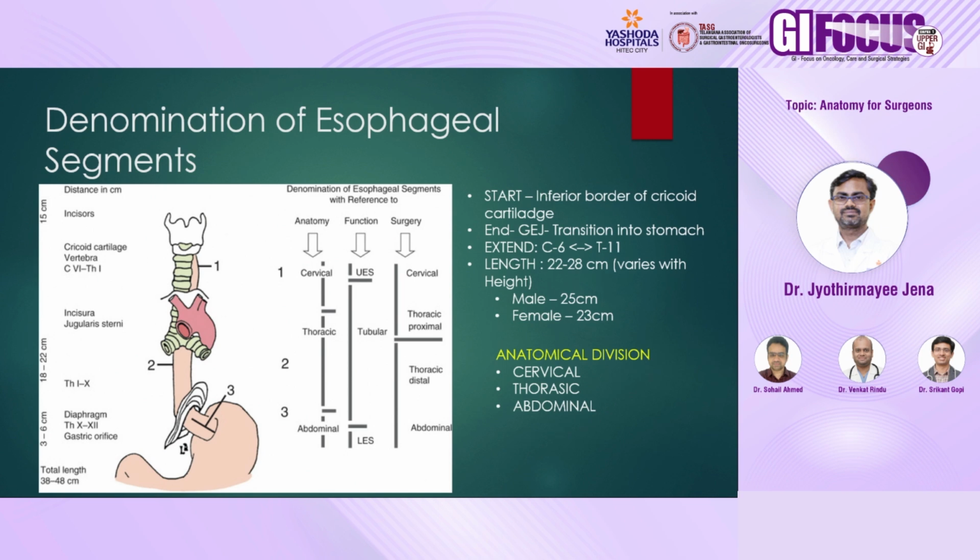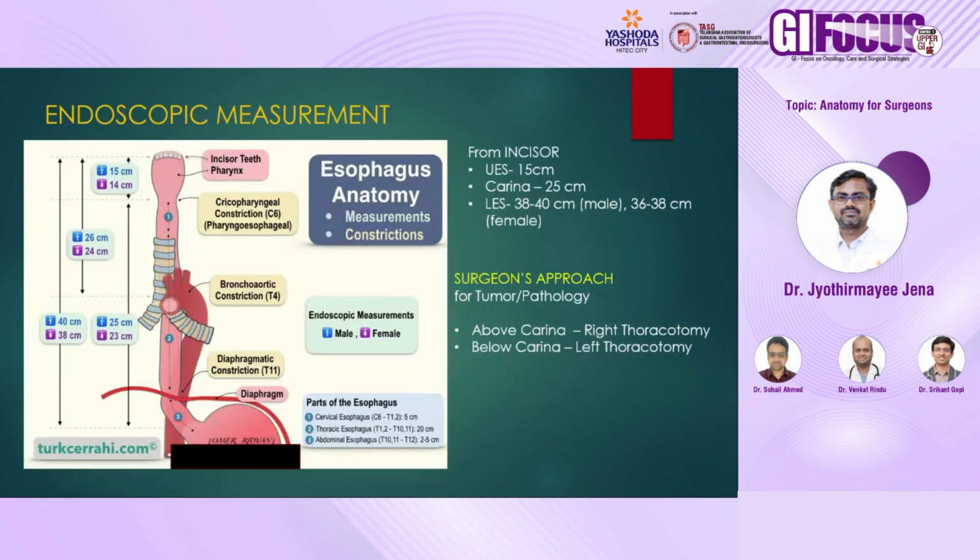Anatomically, it can be divided into cervical, thoracic, and abdominal esophagus. Functionally, it can be divided into upper esophageal sphincter, tubular esophagus, and lower esophageal sphincter. And surgically, it can be divided into cervical esophagus, proximal thoracic, distal thoracic, and abdominal esophagus.